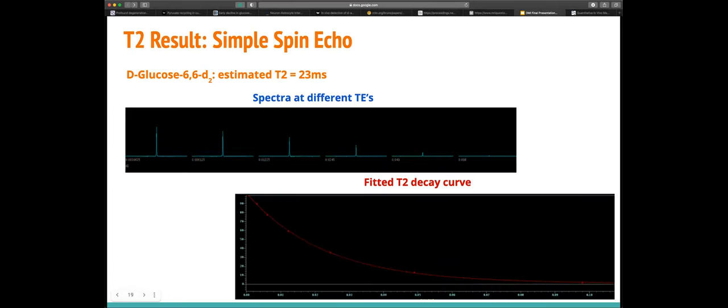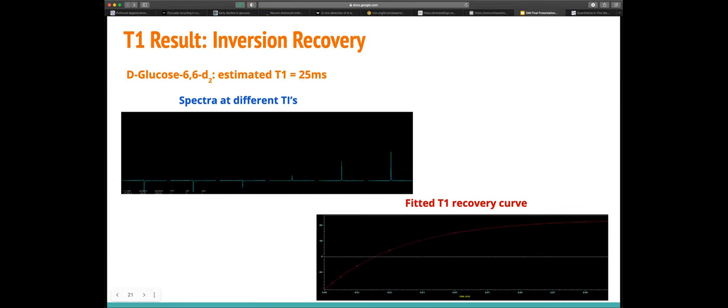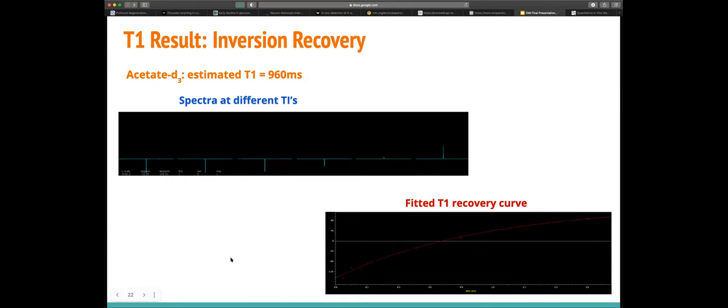By using those powers for the 90 degree and 180 degree pulses, we get the T2 measurement for the deuterated glucose, which is around 23 milliseconds. And here is the T2 measurement for the acetate D3, which is around 44 milliseconds. By using the inversion recovery pulse, we estimate the T1 for D-glucose to be around 25 milliseconds. And the T1 measurement for acetate D3 is almost 1 second, which is sort of surprising to us.